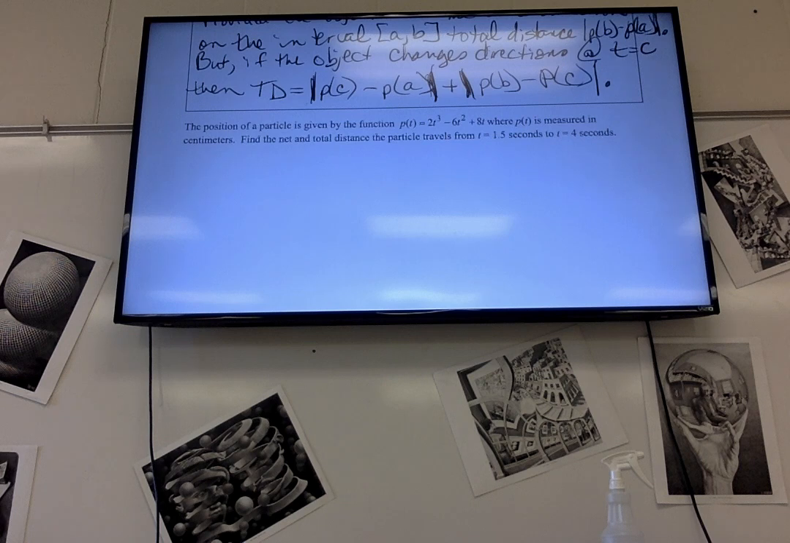All right, so the position of a particle is given by the function blah, and P of t is in centimeters. We want to find the net and total distance. So the net distance is no real issue. We just take P of 4 and we subtract P of 1.5. And it's in absolute values because distance can't be a negative.